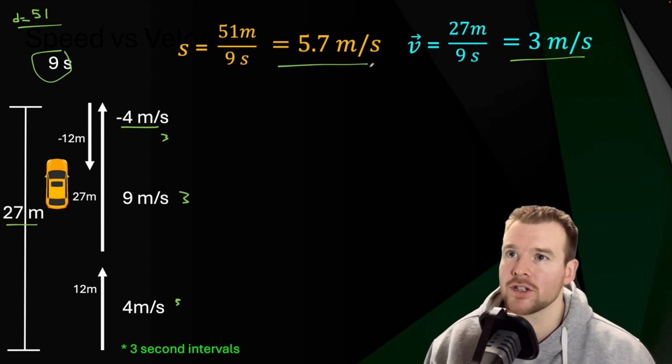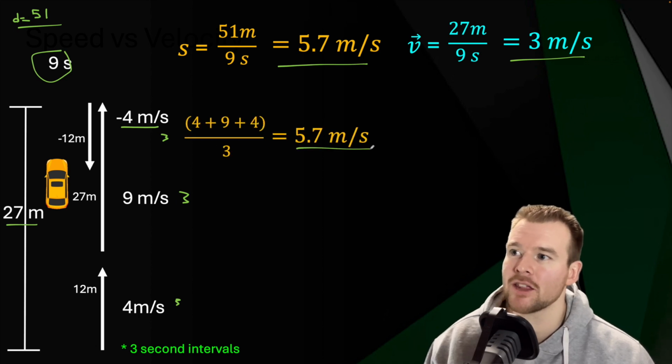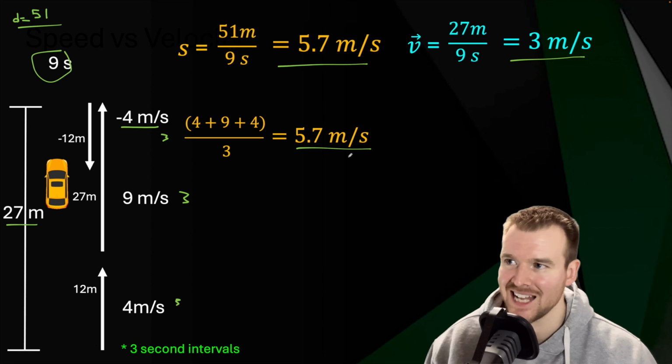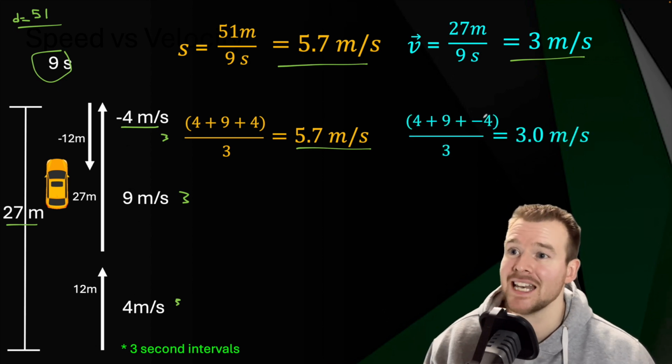To take a look at how the averages are correct for this, let's look at speed first. If I take 4, 9, and a positive 4, because remember for speed, I don't care about direction, so I'm just taking the numbers 4, 9, and 4, add them up and divide by 3, my average is 5.7. That's the average speed. If I look at my average velocity, where I do care about the negative, 4 plus 9 plus negative 4, the 4 and the 4 kind of cancel out, 9 over 3, and I get 3 meters per second, again matching this formula.